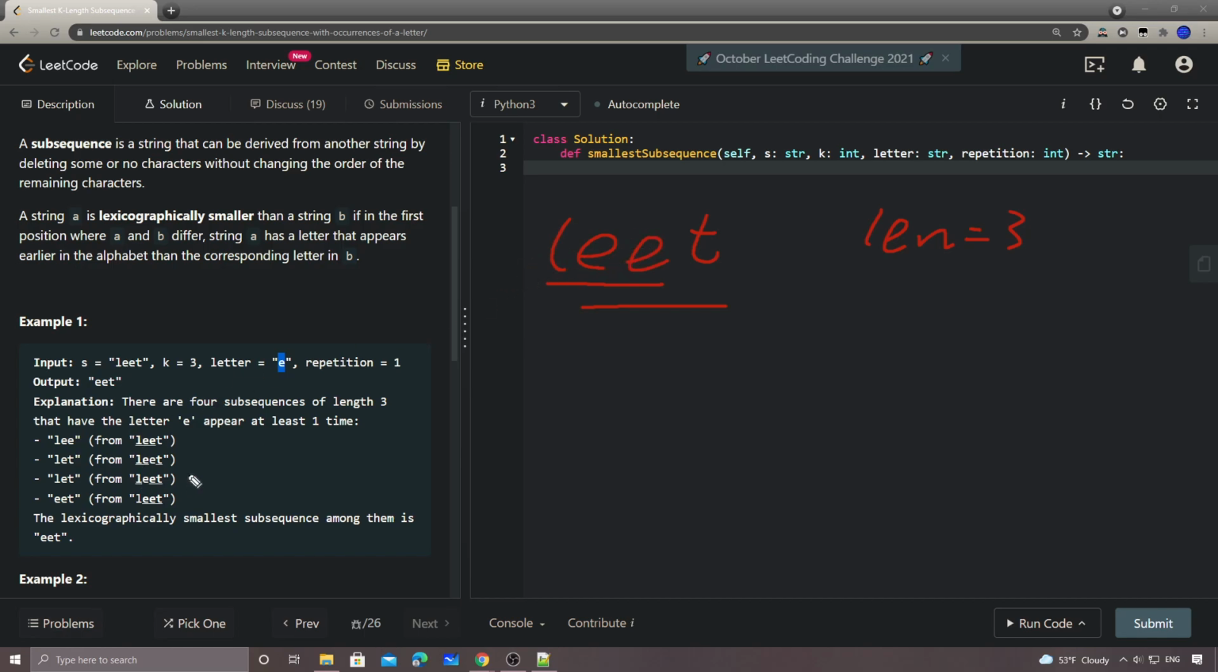That's why the answer is, oh, sorry, my bad. It's not a substring, it's a subsequence. So that's why we have at least 4 different candidates, and the EET is the final answer because this one is the smallest, lexicographically smallest, right?